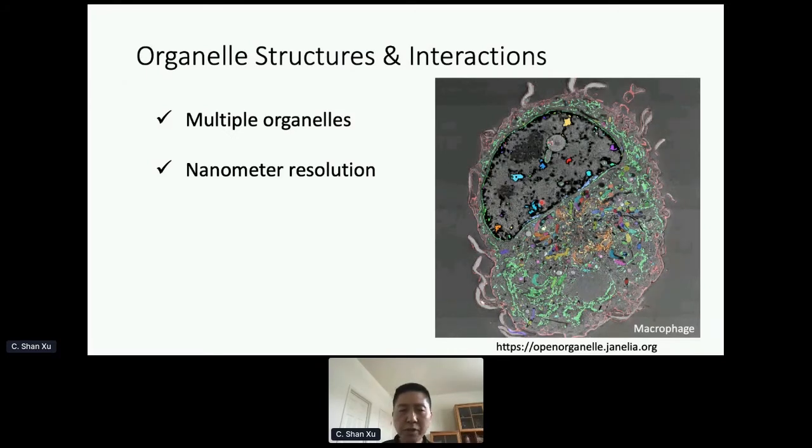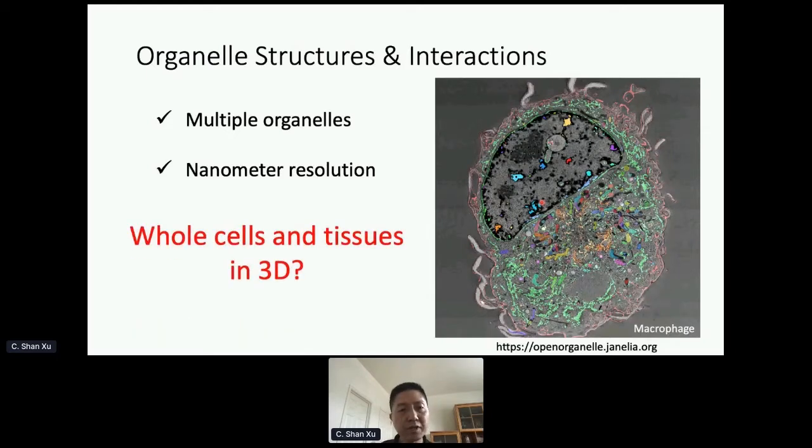But the question is really, how can you do this, showing all these organelles in whole cells, and even better in their native tissue environment in 3D? So one of the answers is to use FIB-SEM.